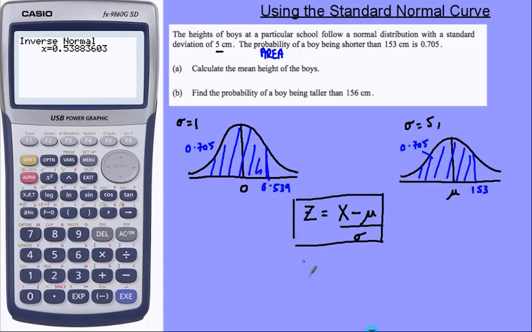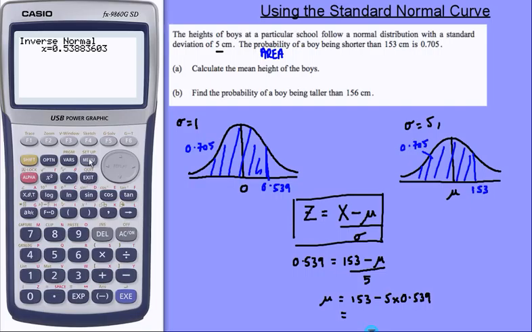Okay, put our numbers in. What we have, our Z value 0.539 matches our X value 153, providing we transform it, minus the mu we don't know, divided sigma we do, and if we rearrange this, what we will find is that mu equals 153 minus 5 multiplied by 0.539. I'll let you sort that bit out.